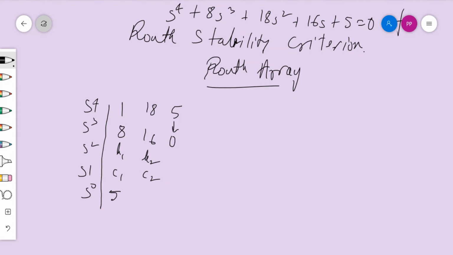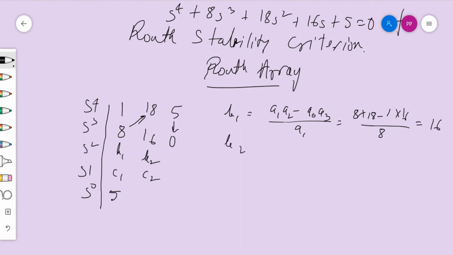So let us obtain them one by one. b1 equals to, so we had found out that the coefficient a1 will be multiplied by a2, so a1 multiplied by a2 minus a0 multiplied by a3, divided by a1, will give the value of b1. So this is 8 into 18 minus 1 into 16, divided by a1, which is 8. So this value can be solved to 16.